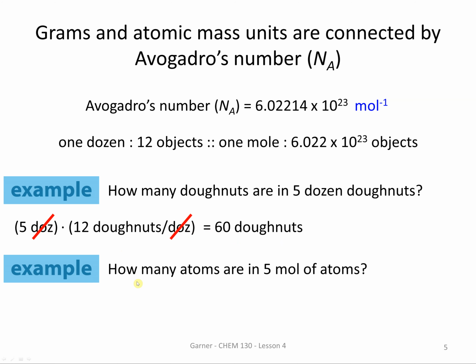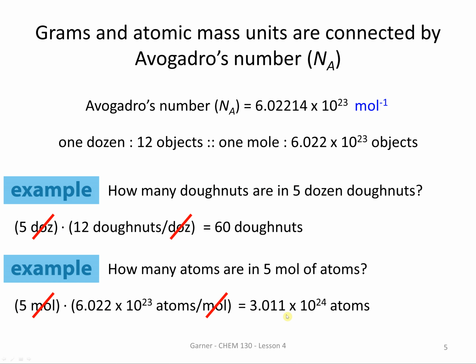Now, the problem below it is exactly the same. We're being asked how many atoms are in 5 moles of atoms. The way that you would solve this problem is exactly the same as how you would solve the problem above it. We would take our 5 moles of atoms, and we would multiply by the number of atoms per mole of atoms. So we would multiply by Avogadro's number, just like we multiplied by 12 before. So 5 moles times Avogadro's number of atoms per mole. My units of moles are going to cancel out, and I'm going to end up with 3.011 times 10 to the 24 atoms.